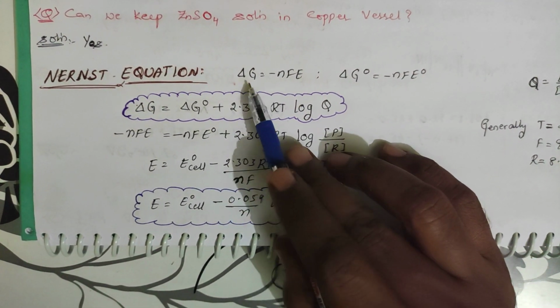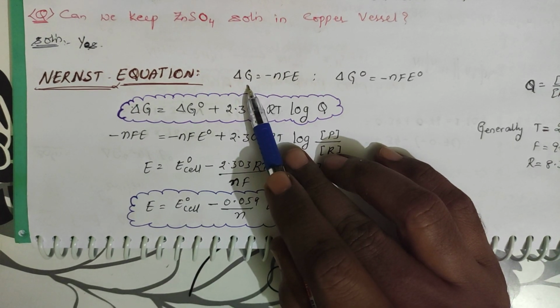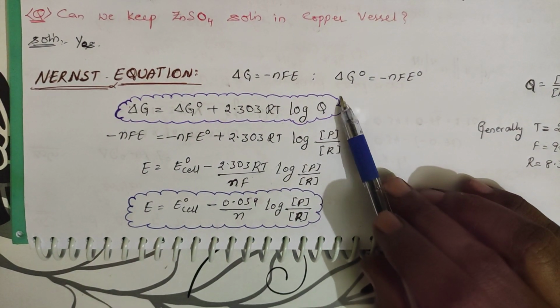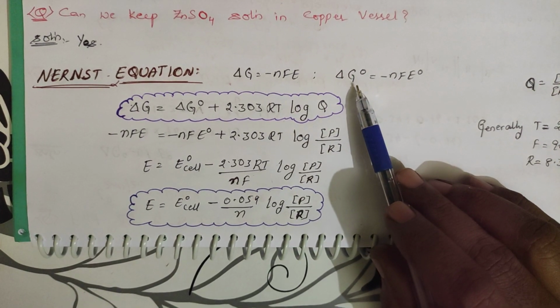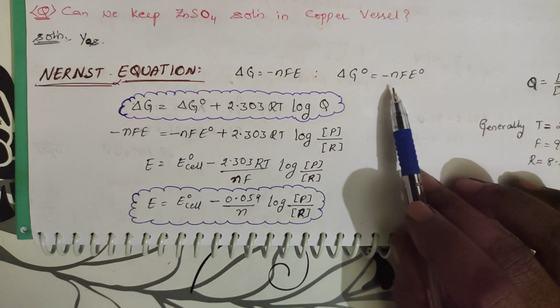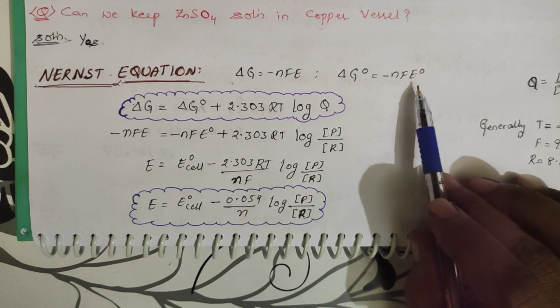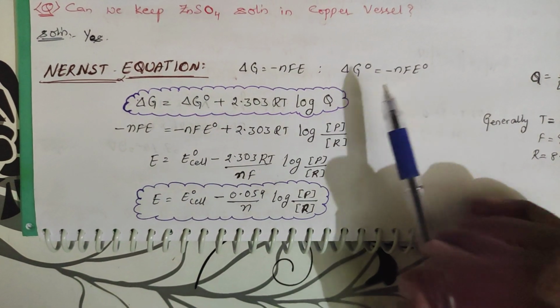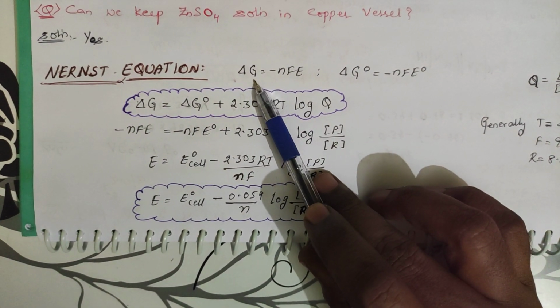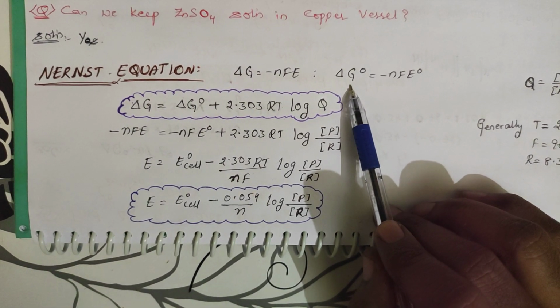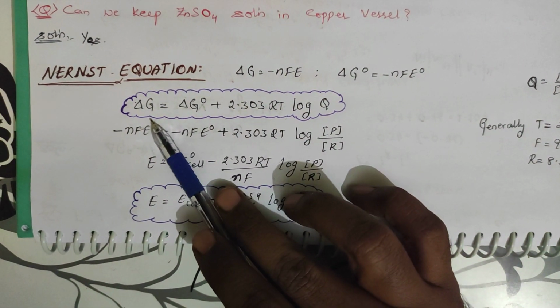So this delta G is the change in Gibbs energy, calculated at any concentration. Delta G naught is the change in Gibbs energy at standard condition, which gives the value minus nFE naught, where E naught is the electrode potential at standard conditions. When we compare delta G, the change in Gibbs energy, with delta G naught at standard condition, it is given by a relation.